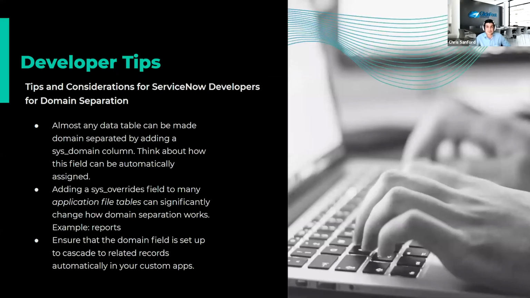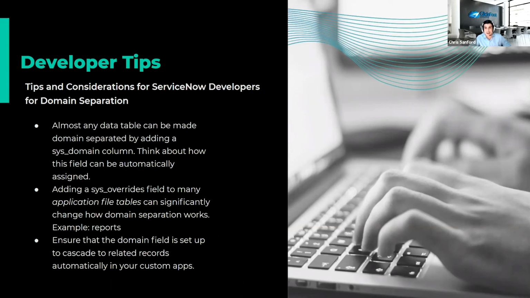If you're a ServiceNow developer creating your own scoped application or modifying an out-of-the-box application, here are a few tips that will make your development efforts work in a domain-separated instance. When you create a new table or need an existing table to be domain separated and it isn't out of the box, you can easily do this for nearly any table by simply adding a sys_domain column. It's going to be important, however, to think about how this field can be automatically assigned, similar to how the out-of-the-box business rules do this based on the company field and cascading to the related records.